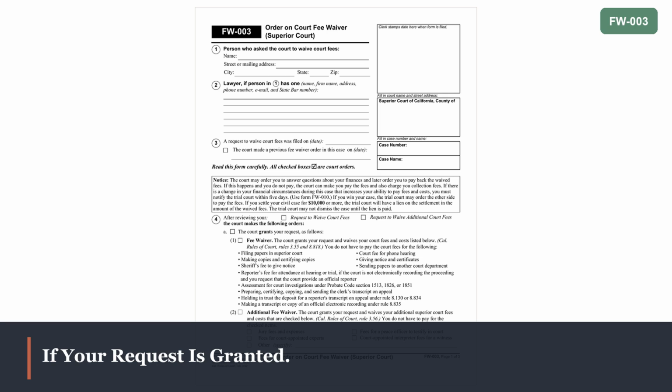A separate checkbox, item 4A2, additional fee waiver, can also waive further costs like jury fees and expenses, fees for a peace officer to testify, court-appointed expert fees, and court-appointed interpreter fees for a witness, if those boxes are checked. Pro tip: read Section 4A carefully rather than assuming everything is covered.